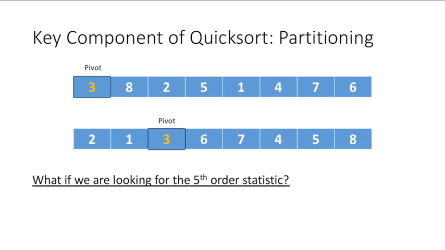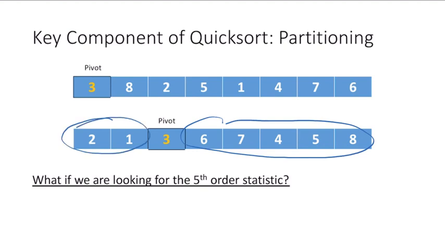And when we have that, we can now say, do I need to look in the greater than bucket or the less than bucket to search for the fifth order statistic? So I have two questions for you here. The first is, what is the fifth order statistic for this set of numbers?